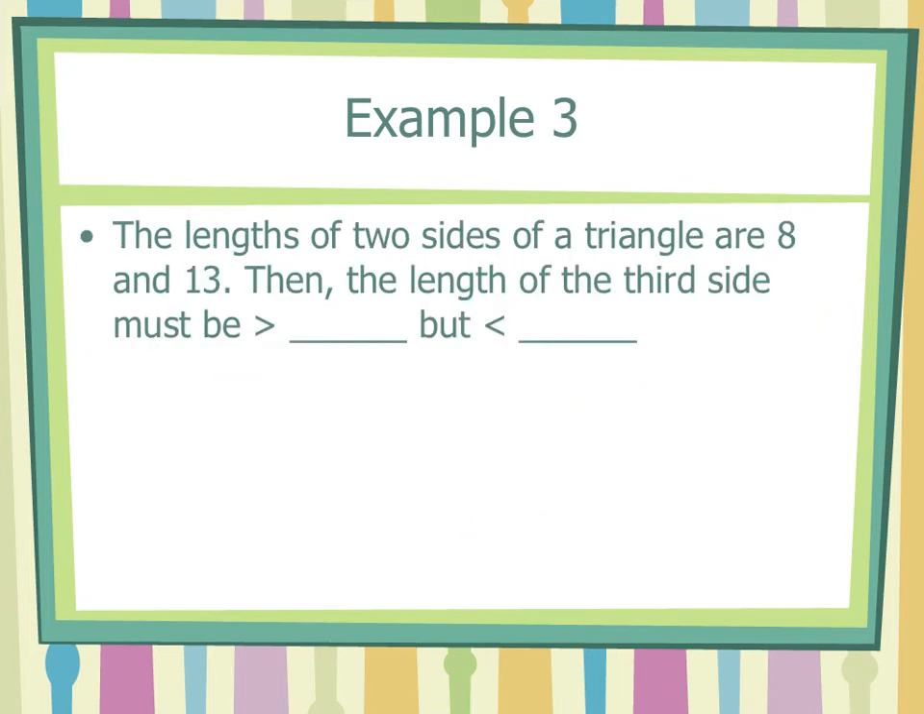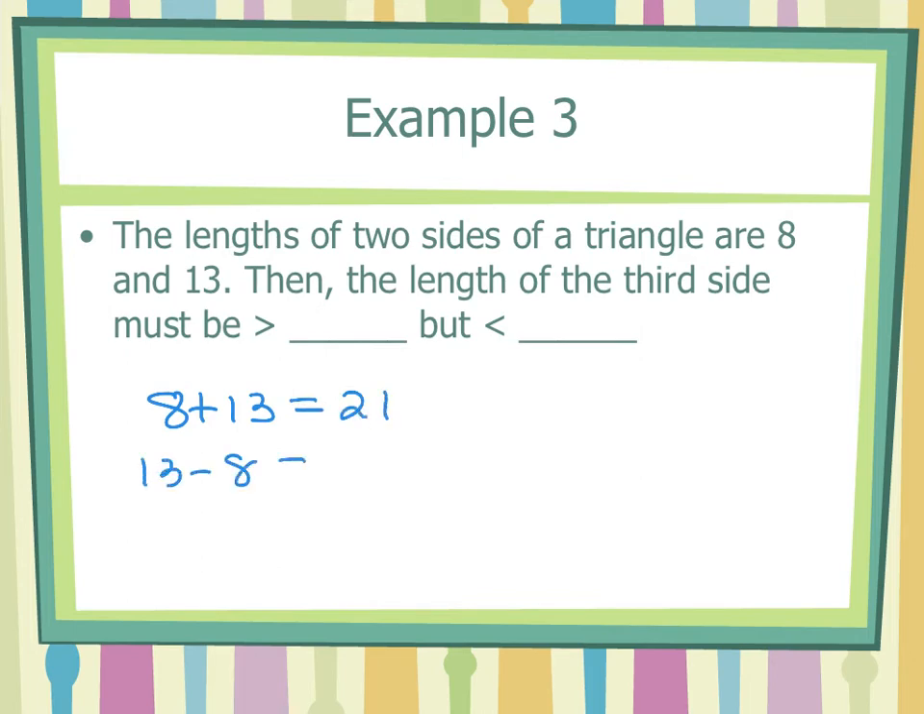This is using the triangle inequality theorem. Now here it says the lengths of two sides of a triangle are going to be 8 and 13. Then the length of the third side must be greater than what, but less than what. Here's how we do it. You're going to take the two side lengths they gave you. You are going to add them. And you are going to subtract them.